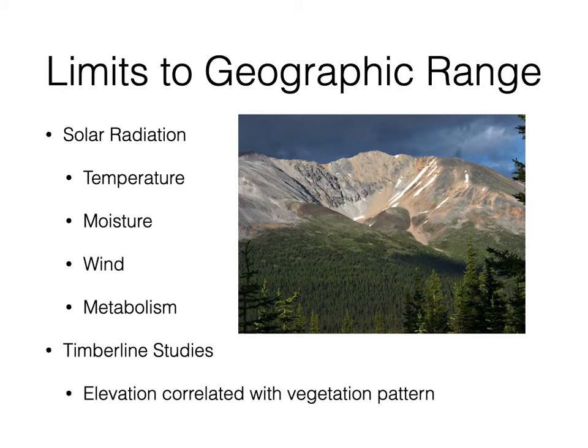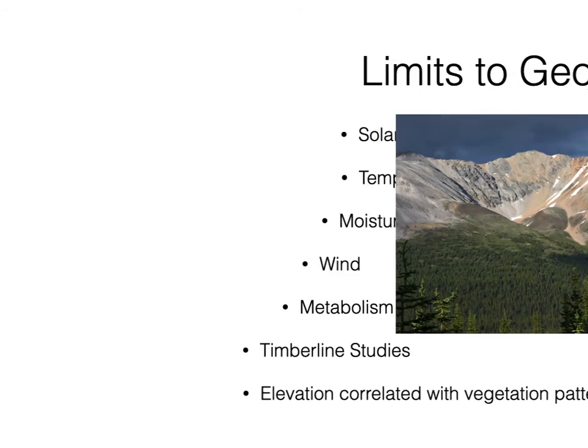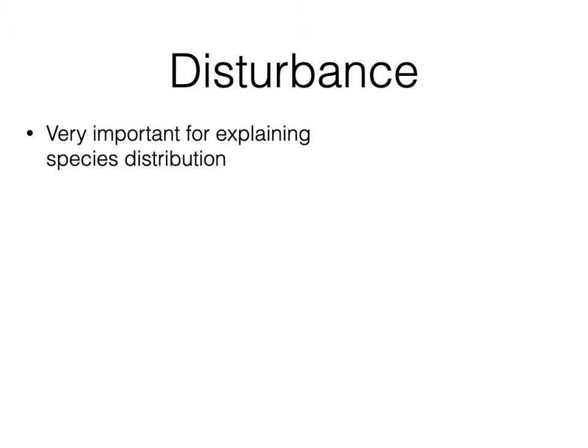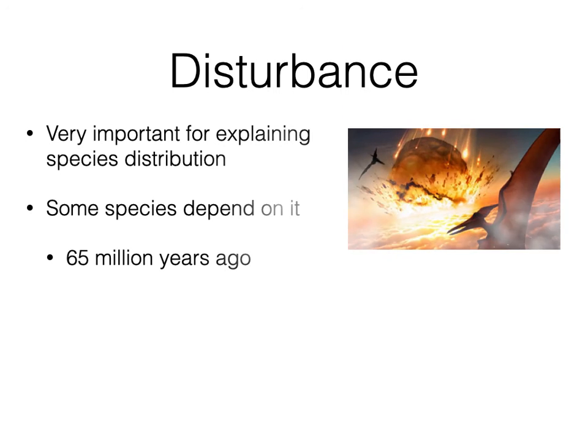And then temperature becomes an issue, and being able to manage things like frost and heat loss. And so these studies are really important. These are really important observations for describing the distribution and geographic range of species. Another thing that limits the geographic distribution of species is disturbance. And disturbance is very important for explaining species distribution. And species depend on disturbance, both in the short term and in the long term, for their survival.